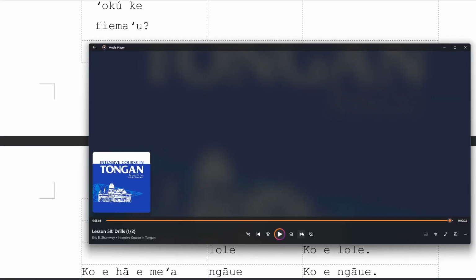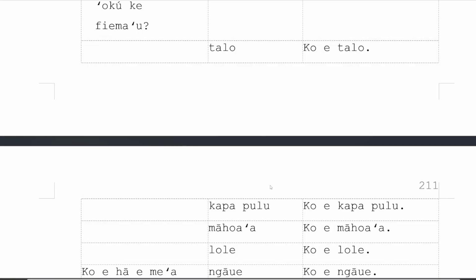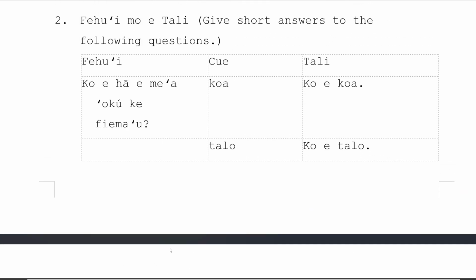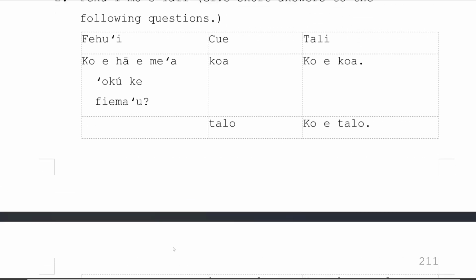Let's hear the Tongan speaker say that. Lesson 58. Drills. Fehui moetari. Give short answers to the following questions.